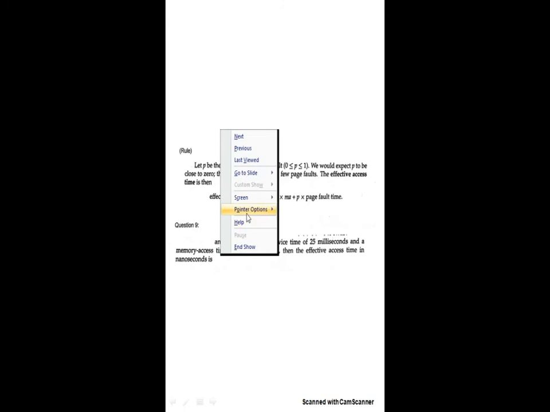See, this is problem number 9. This is same as problem 5. Do you remember? Hit plus miss is equal to 1. Okay. The same thing, but here you have page fault time also. So he has given the rule that let P be the probability. Let P be the probability of a page fault.